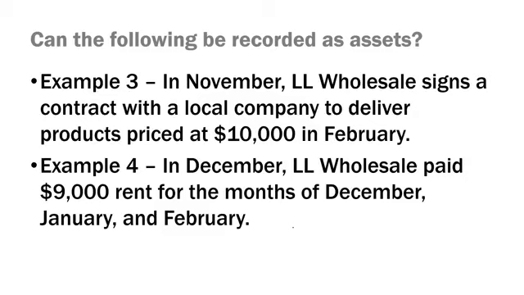There is something owned and controlled by the company as a result of a past exchange or transaction. The exchange or transaction that took place was that LL Wholesale paid the landlord $9,000. What's owned or controlled? The right to occupy the property for December, January, and February.